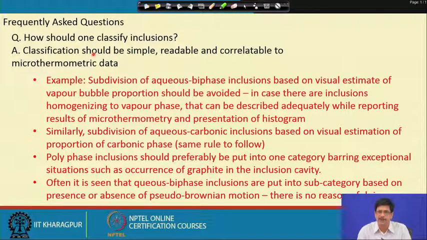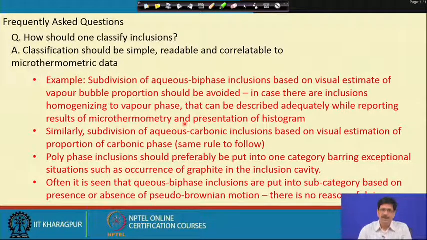so then one sees the inclusions in a particular sample, and thinking that there are both aqueous and mixed types of inclusions present, we go for a classification of the inclusions into different types. From my experience, I could only suggest and share that when someone is doing petrography and wants to classify the inclusions for documentation, the classification should be simple, readable and correlatable to microthermometric data. Because sometimes by making the classification complicated, it also loses its correlatability to the microthermometric data that is generated, and it also becomes difficult to read for any person who is following the work.